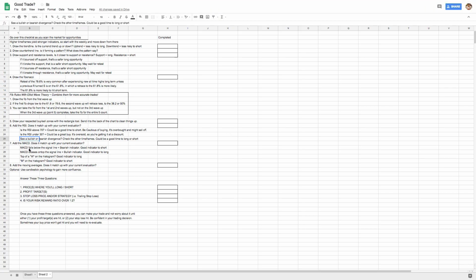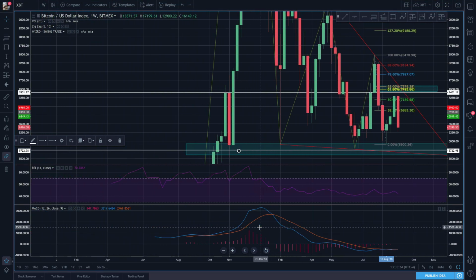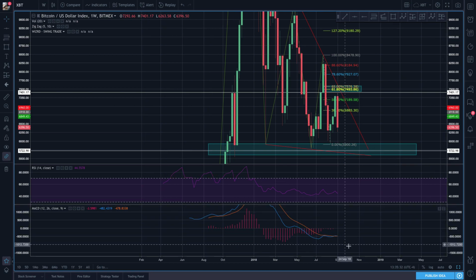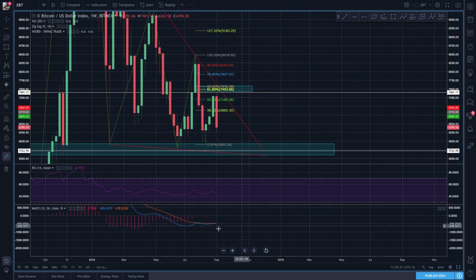How about the MACD? Well, the MACD falls below the signal line equals bearish indicator. Good indicator to short. If the MACD crosses on top of the signal line, there's a bullish indicator. Good indicator to long. Is it the top of a W on the histogram? Good indicator to long. What about an M on the histogram? Good indicator to short. Well, looking at the MACD, if you could see this, it did just cross over right here. But there are way too many indicators.